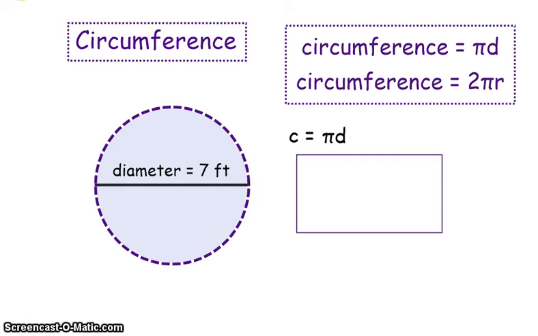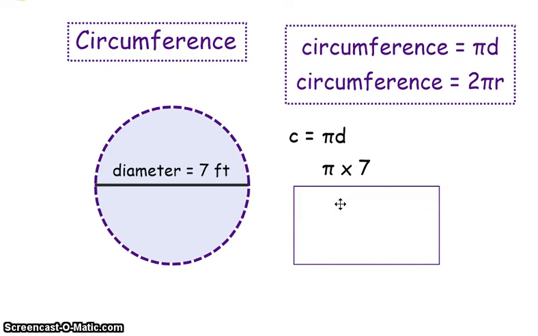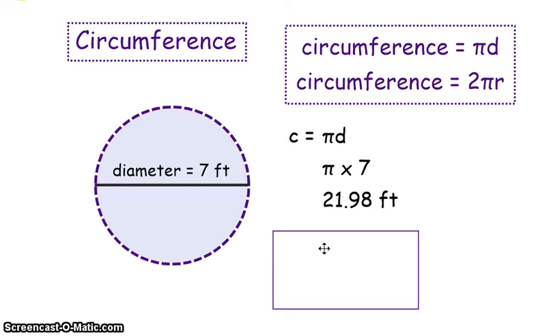Okay, we are going to do an example of finding the circumference of a circle. On this circle, the diameter is given. It is 7 feet. We've got our formula right here. Circumference equals pi times the diameter. We need to plug 7 in for the d and multiply 7 times pi, which is approximately 3.14. So we are multiplying 7 times 3.14. And we get 21 and 98 hundredths feet.